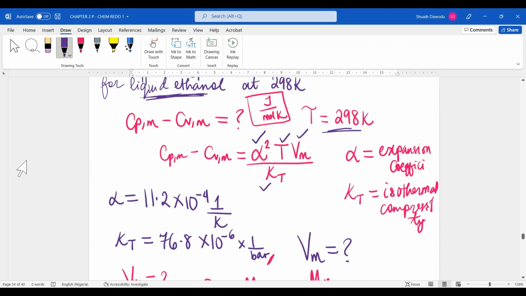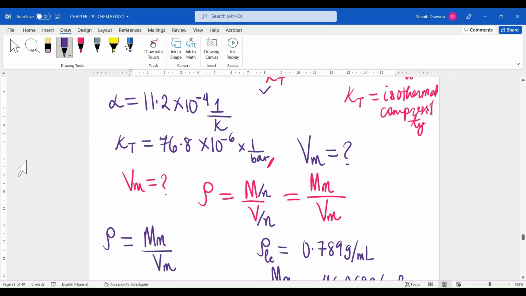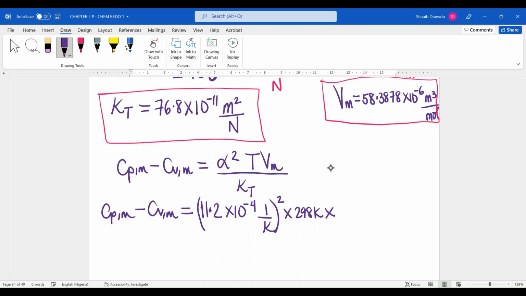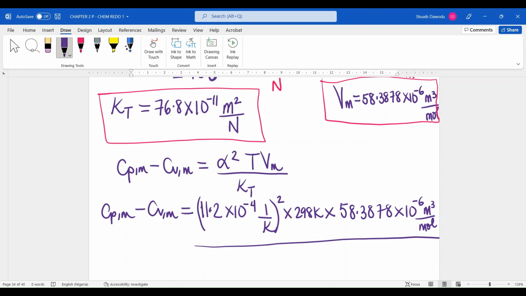When we go back up, we see that alpha squared is 11.2 times 10 to the power of negative 4 1 over Kelvin. So the units is 1 over Kelvin. So that would be 11.2 times 10 raised to the power of negative 4, 1 over Kelvin, squared, times temperature, so times 298 Kelvin. That was what we're given in the question, times molar volume, which we just properly calculated. So that would be 58.3878 times 10 raised to the power of negative 6 meter cube per mole, divided by kT, which is just the isothermal compressibility. So that would be 76.8 times 10 to the power of negative 11 meter squared per Newton.